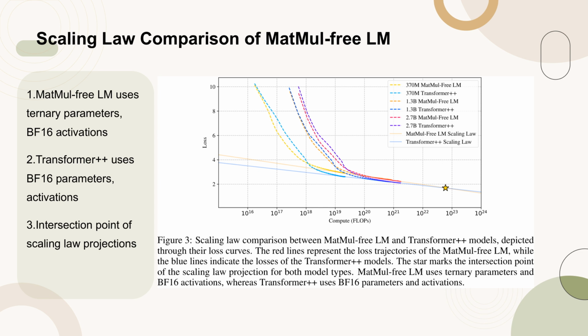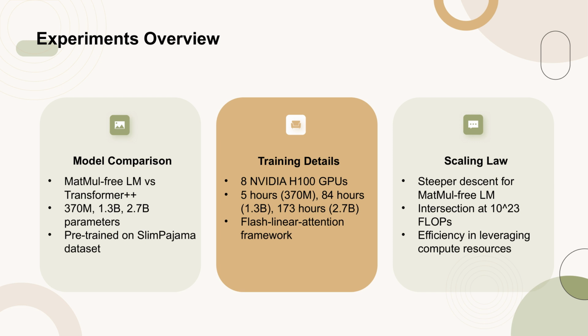Notably, the star symbolizes the intersection point where the scaling law projections for both model types converge. This figure highlights the efficiency and performance differences between the two model architectures as they scale. In this section, we focus on testing the MatMul-free LM on moderate-scale language modeling tasks.